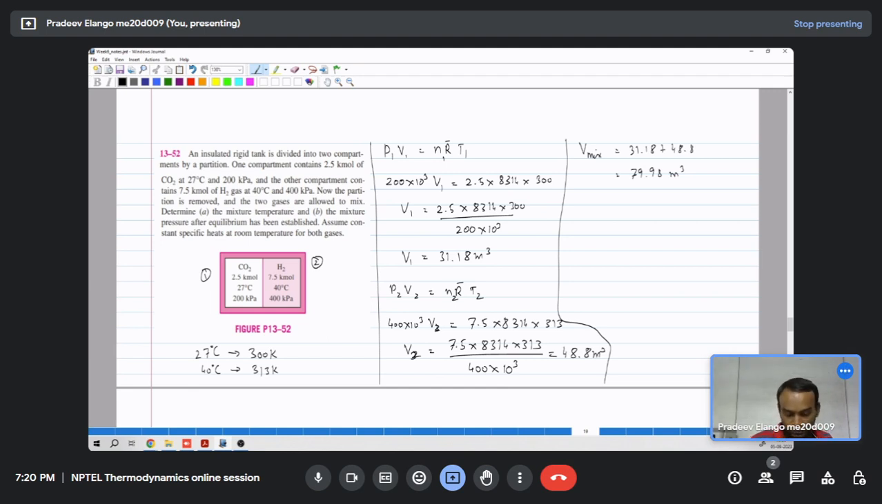So we have the volume of the mixture. Now we have to equate the internal energy, initial to final. Initial internal energy will be the same as final internal energy because there is no heat transfer to the surroundings, and this is got by Cv into temperature of CO2 plus Cv into mass.